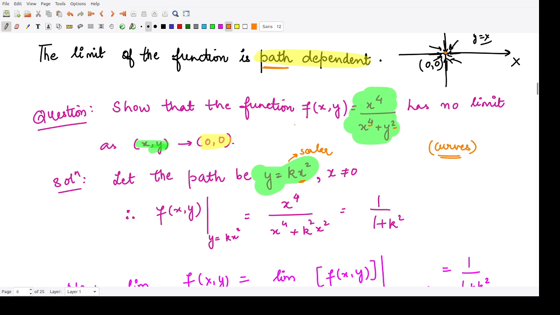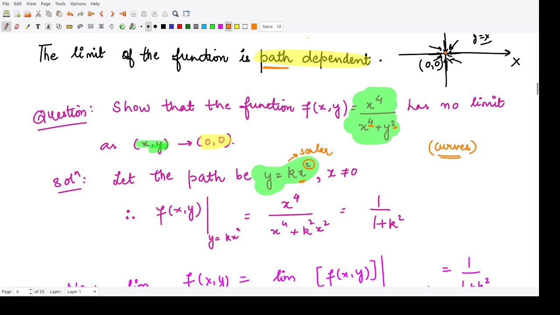So here k is some scalar quantity and I am taking this general path, and here I am choosing this power of x as 2 because the power of y is 2 and the power of x here is 4, so I would like to make this power equal. So how can I do that? So here we could choose any path of our choice.